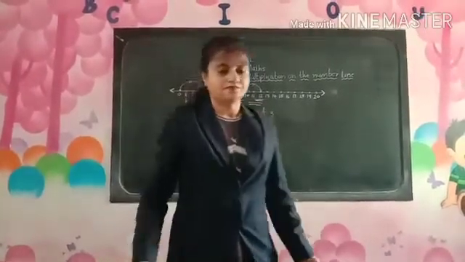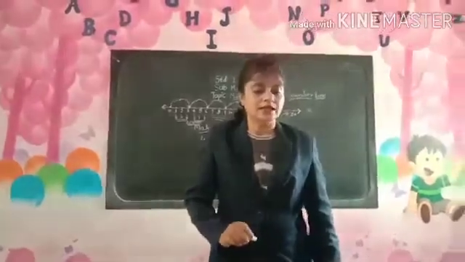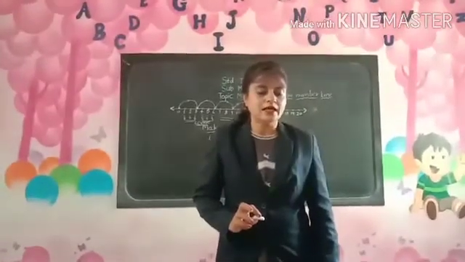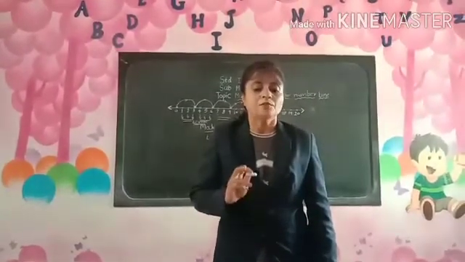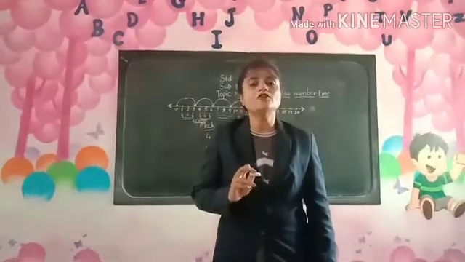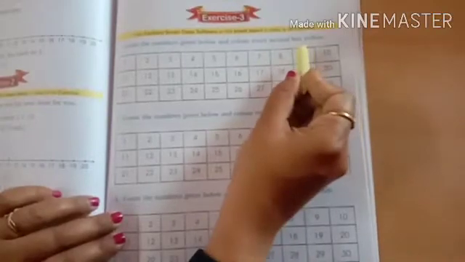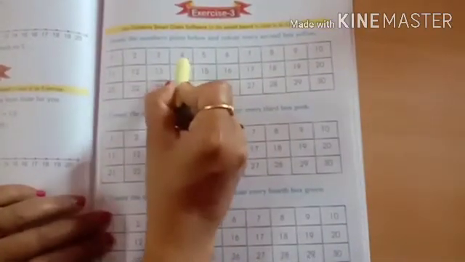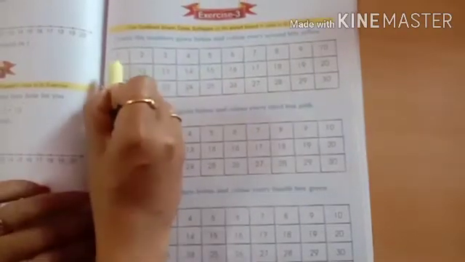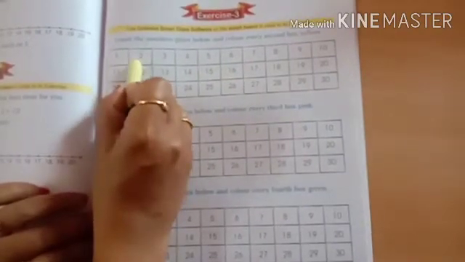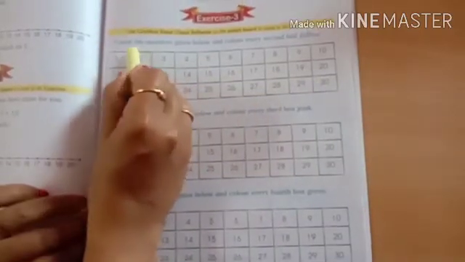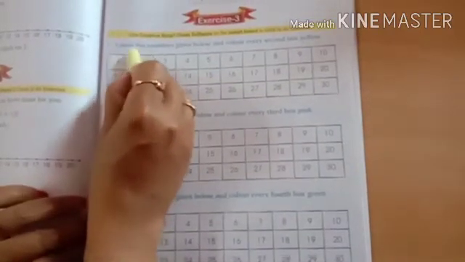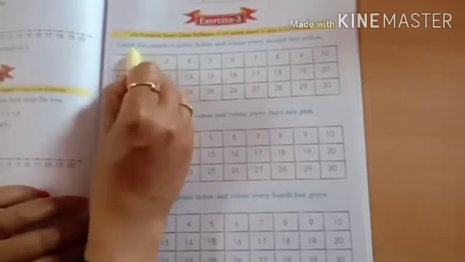Now see the second one. What they have said, make 6 jumps of 2 each. Now see here, the second box yellow. Now what we have to do? We have to skip one box and color the second box yellow. Skip one box means there are numbers written. Now what we have to do? We have to color the second box with yellow color. See here, I am using yellow.